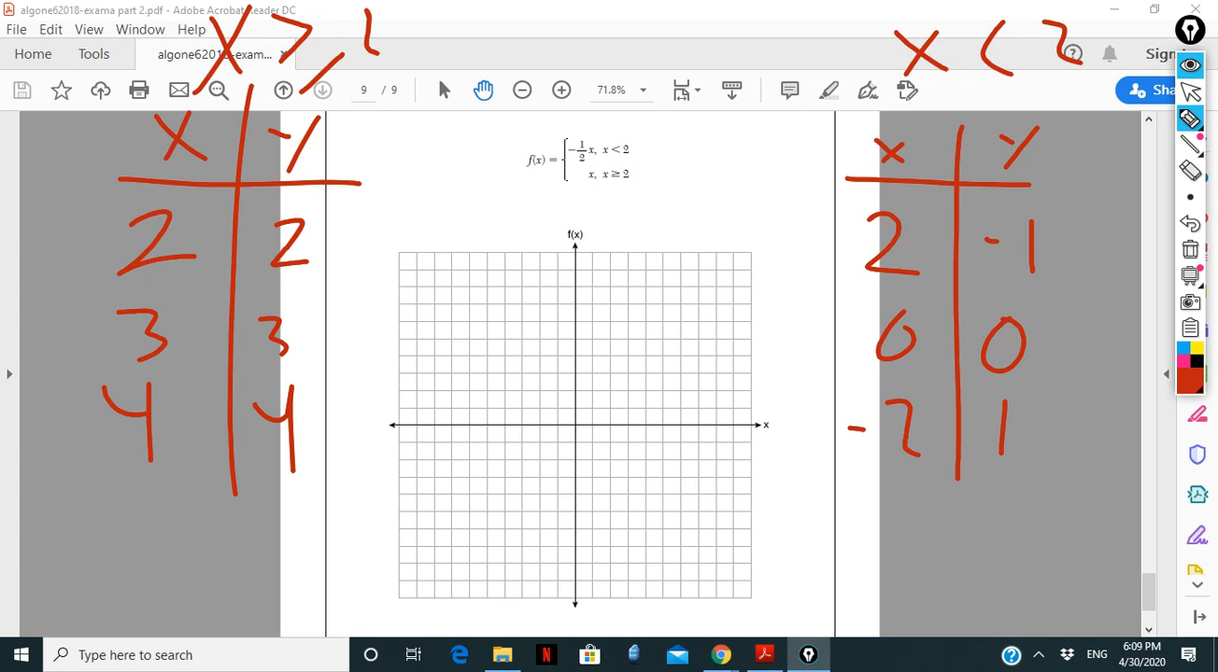So I'm going over there at 2, it was negative 1. I'm going to leave it hollow, with 0 and negative 2 and 1, and I'm going to draw it like that. For the other one, it was 2 and 2, and that's going to be the solid one, 3, 3, 4, 4, and I'm going to do it like that.